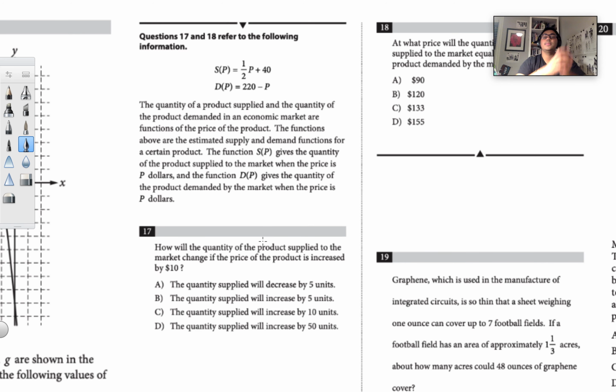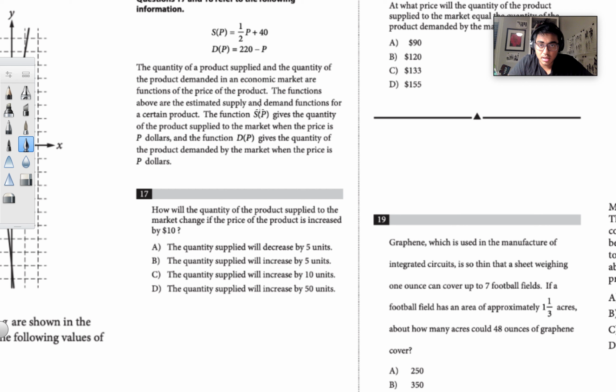Question 17. We're given two equations. The quantity of a product supplied and the quantity of the product demanded in an economic market are functions of the price of the product. The functions above are the estimated supply and demand functions for a certain product. The function S of P gives the quantity of the product supplied to the market when the price is P dollars. The function D of P gives the quantity of the product demanded by the market when the price is P dollars. How will the quantity of the product supplied to the market change if the price of the product is increased by $10? All right, so we're talking about the product supplied, so we're looking at this equation.